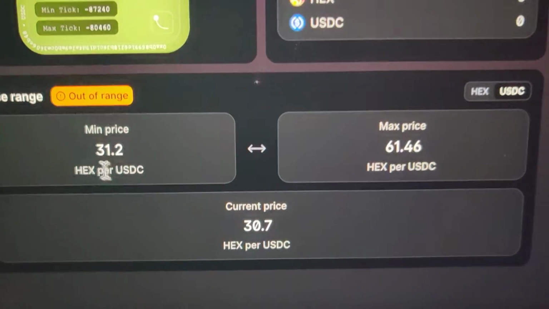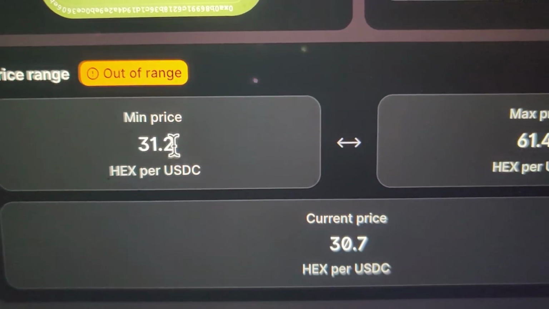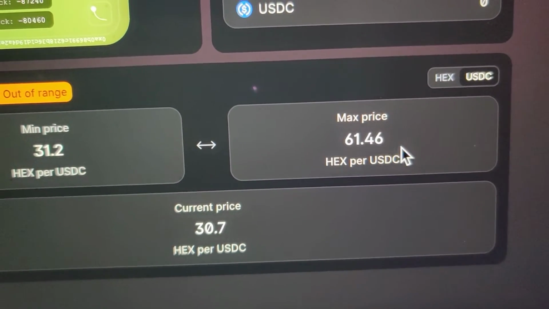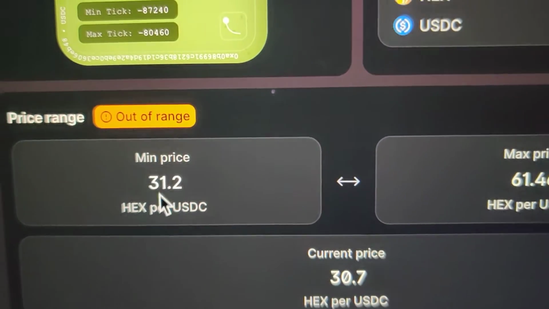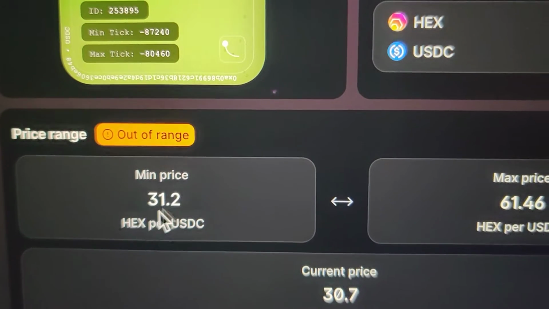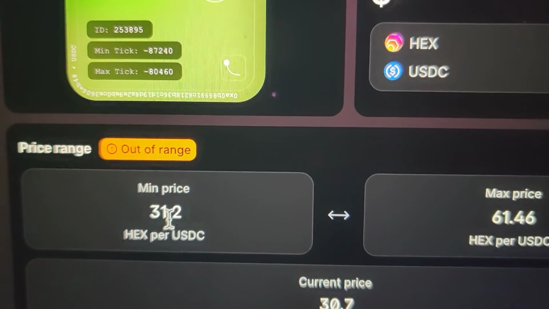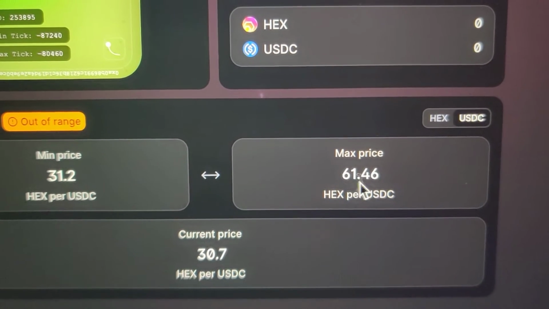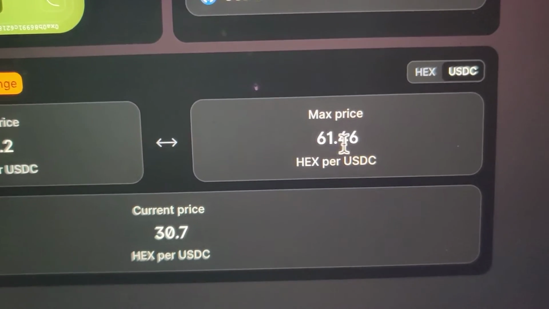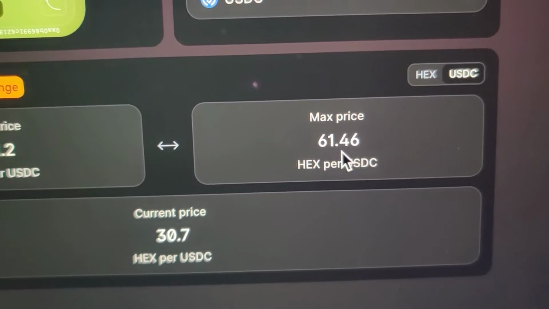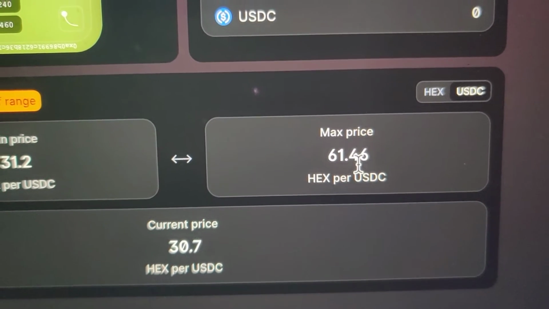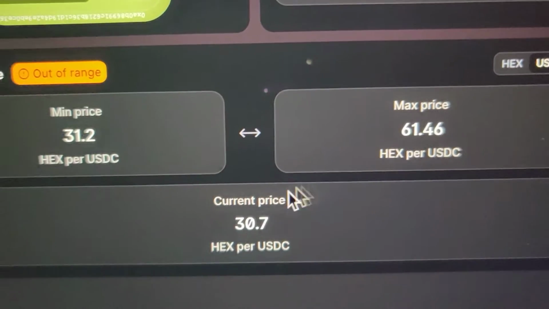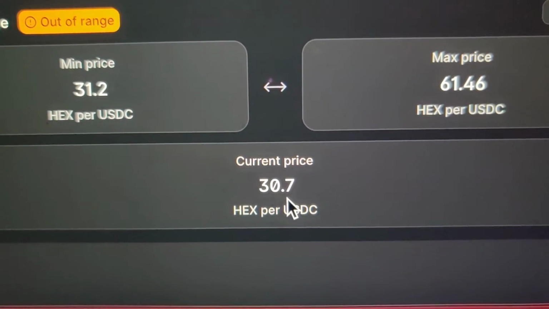But anyway, I looked at this and I'm like, what the crap? I had a minimum price 31.2, 61.46. What's going on? But if you divide 1 by 31.2, it gives you about 3.2 cents. And if you divide 1 by 61.46, you get about 1.6 cents or whatever. So this is the current price it is right now.